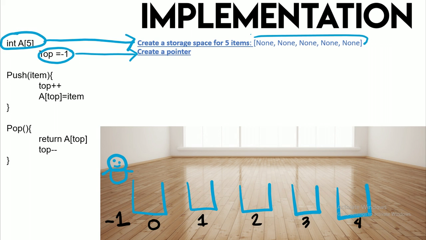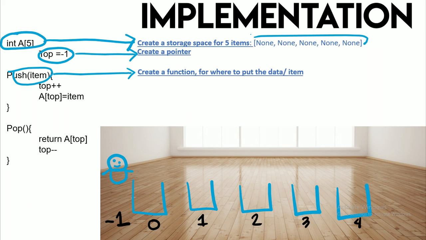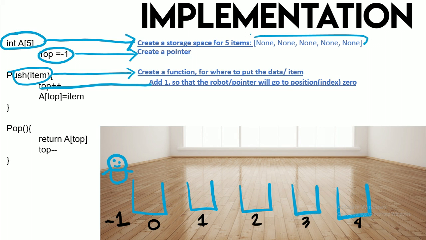The pointer, or in our case the robot, will be the one responsible for placing the data in the boxes in the future. The next thing that we are going to do is create an instruction for what will happen if we want to insert a data item into the box. We are going to change the position of the robot by adding 1. From -1, if we add 1, it will go to position number 0.